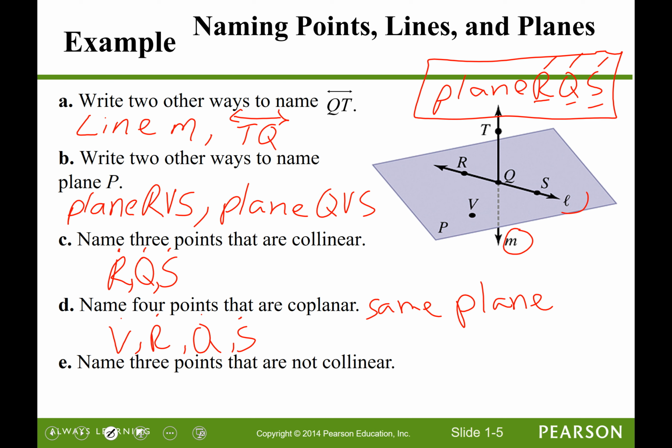Careful, lowercase l is not a point on the plane. That's a way to name this line right here. And capital P is not a point on the plane. And you can tell because it does not have the dot next to it.